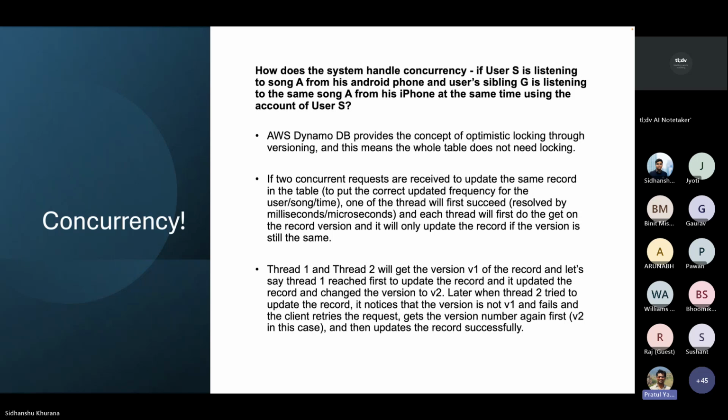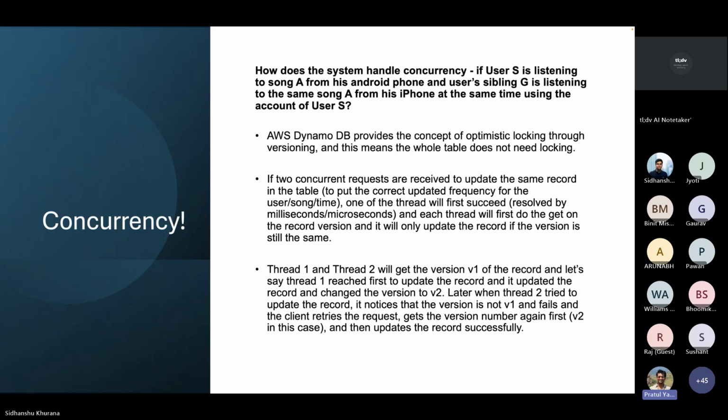So there will be some kind of race condition between them, but one will always win, probably resolved by milliseconds or microseconds. There are two background threads racing to update a certain record. They will fetch the version and compare. Thread 1 and thread 2 will try to get the version. Let's say that version is v1 of the record. Whichever thread reaches first and reads that it was trying to update v1, and the database also has v1, will update it, and now it will change the version to v2.